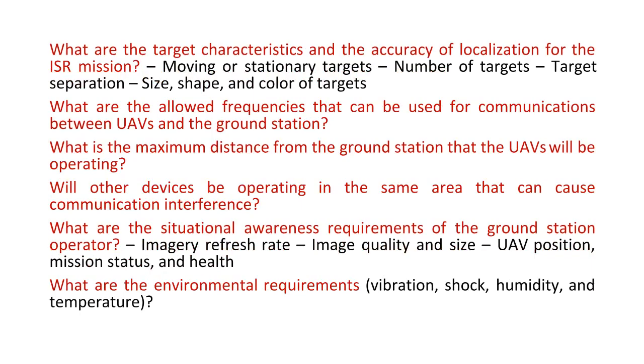Moving or stationary targets, number of targets, target separation, size, shape, and color of targets. What are the allowed frequencies that can be used for communications between UAVs and the ground station? What is the maximum distance from the ground station that the UAVs will be operating? Will other devices be operating in the same area that can cause communication interference?